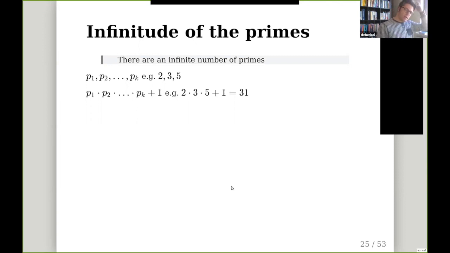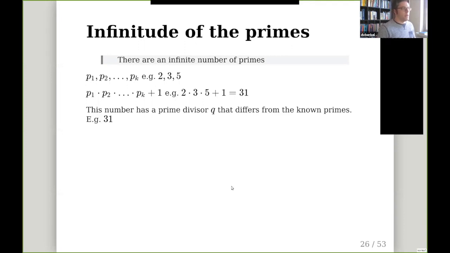And one of these divisors will have a prime factor which is different from the numbers on the list, because each prime factor on the known list leaves a remainder of 1. If you divide the number 31 with one of our prime numbers, you'll have a remainder of 1. And that remainder will make sure that there will be a prime divisor that is different from the known primes. In our case, 31 is a prime number, as you have seen on the previous slide, but this isn't always the case.